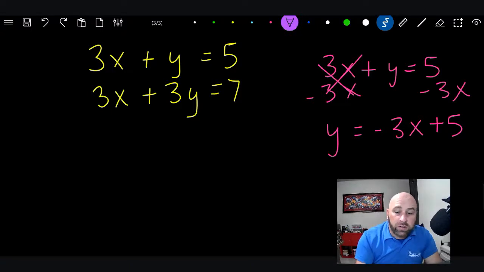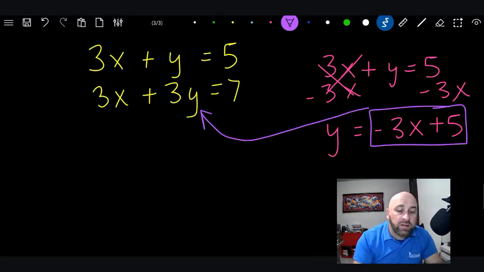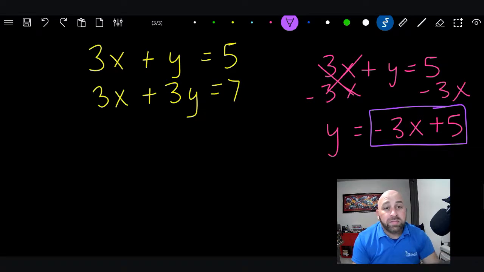So here's what we're going to do. Now we have y by itself. So now we're going to take the solution to y and plug it back into the other equation instead of the letter y. What are we trying to do? We're trying to eliminate the letter y. Why? Because we can't solve it with two variables. So we have to get rid of the one variable. How do we do that? Well, in substitution, we substitute in for it. In elimination, we'll do something a little different. But here we're going to substitute in.